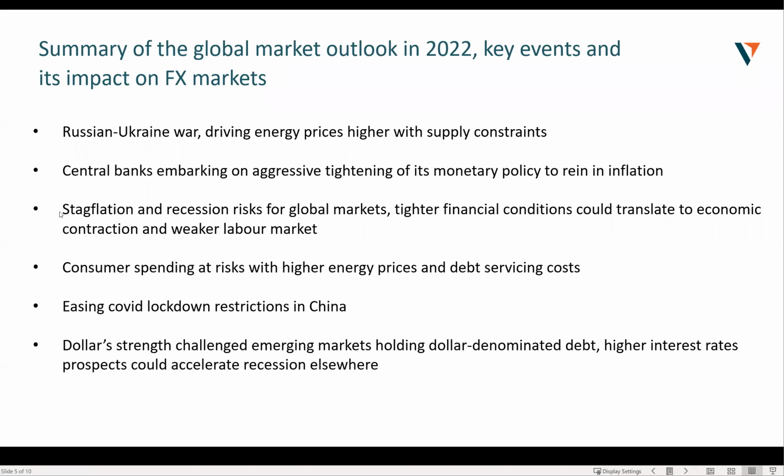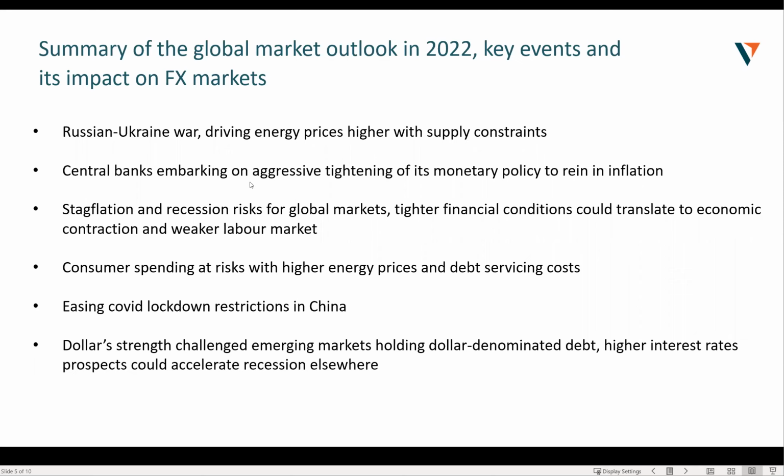So apart from just that, when the dollar strengthens for emerging markets, essentially, if they are holding dollar-denominated debt, higher interest rates and the dollar would also contribute to a tougher financial condition for these emerging markets. So this will also put them at a risk of recession.